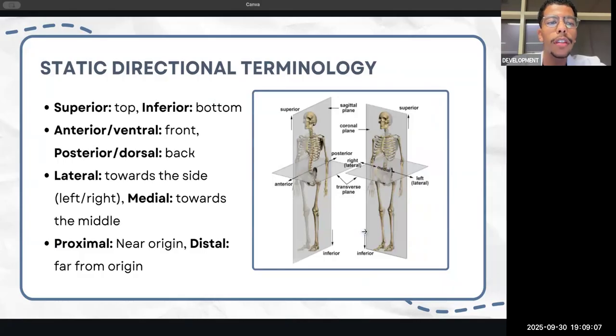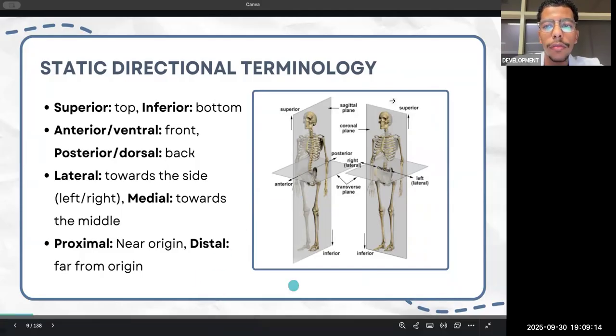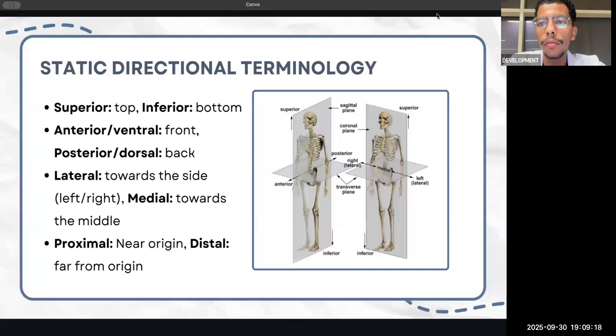Next up, we have the directional terminology. But before that, do you guys have any questions? All right, no questions.